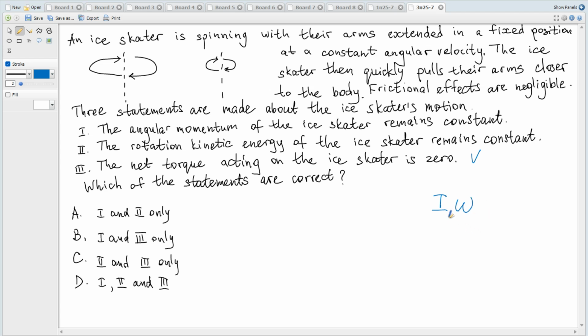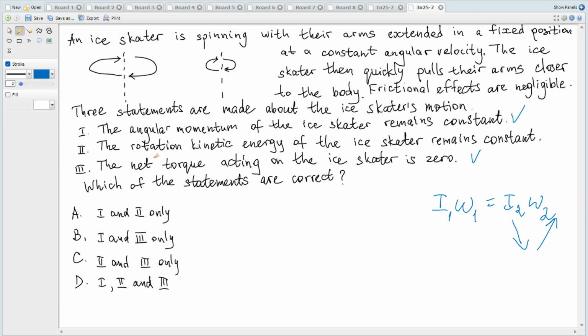So I1 omega 1 is equal to I2 omega 2. So the first statement, that the angular momentum of the ice skater remains constant, is true. And when the arms become closer to the body, it implies that the moment of inertia decreases, because the moment of inertia shows how far from the axis the mass is distributed. So the moment of inertia decreases, hence the angular velocity increases.